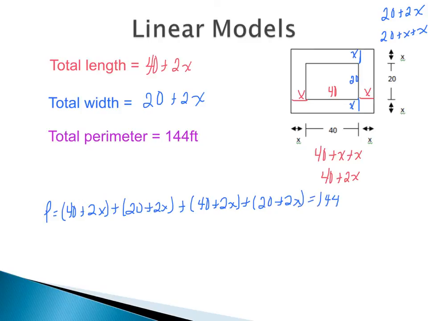From here we can drop the parentheses since it's all addition and just combine like terms. With our numbers, 40 plus 20 plus 40 plus 20 ends up being 120, plus 2x, 2x, 2x, and 2x would be 8x, equals 144. Continuing to solve for x, we would have 8x equals 24, or just x equals 3. So that means the sidewalk would have to have a width of 3 feet.